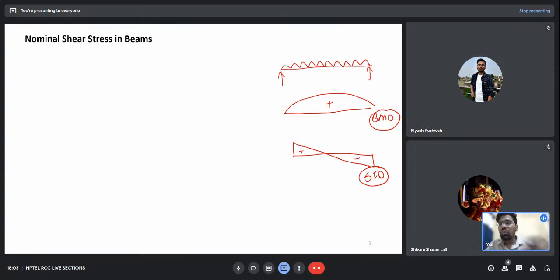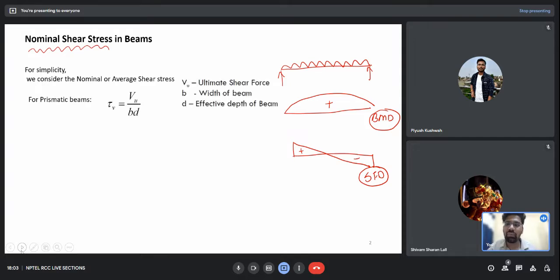First of all, we should know that for the design of the beam for the shear forces coming on it, we are considering the nominal shear stress, not the true shear stress. Just for the purpose of simplicity, we are considering the nominal shear stress. And what is nominal shear stress? For a prismatic beam, it is nothing but the ultimate shear force coming onto the beam divided by the area of cross section, where we take the effective depth of the beam. So this was the nominal shear stress acting on the beam, and this was the shear force which is coming onto the beam.